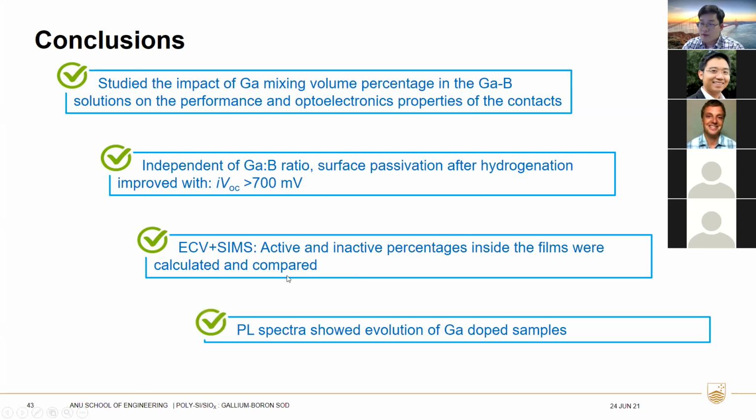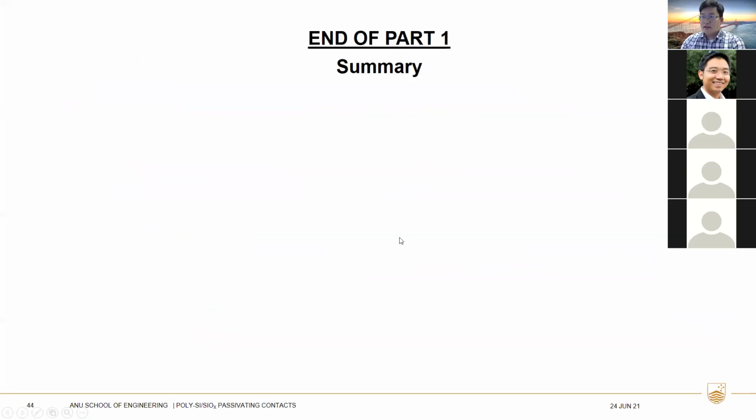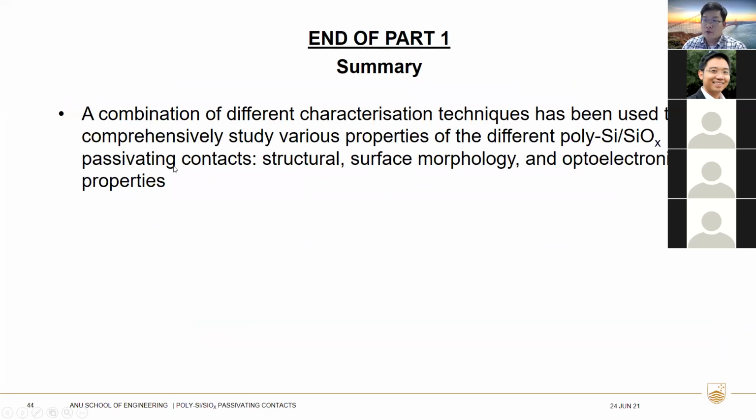And finally, the PL spectra show the evolution of the gallium doped samples. So this is the end of part 1. Let's summarize what we got so far.